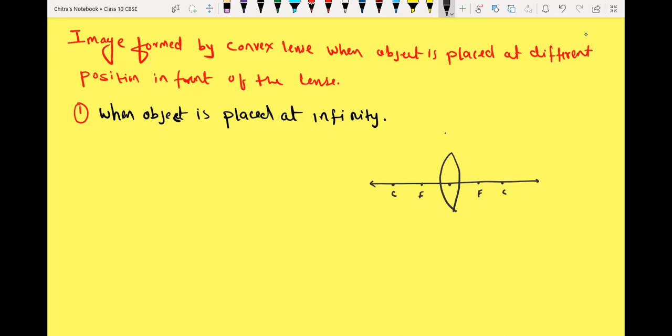As we know, when light rays are coming from a distant object, they always travel parallel to the principal axis, like this. After refraction, by the rule of refraction we went through in the last class, when light rays are incident on the lens parallel to the principal axis, after refraction they pass through the principal focus. So these two rays are intersecting at the focus only. That means the object is at infinite distance, so the image will form at the focus.